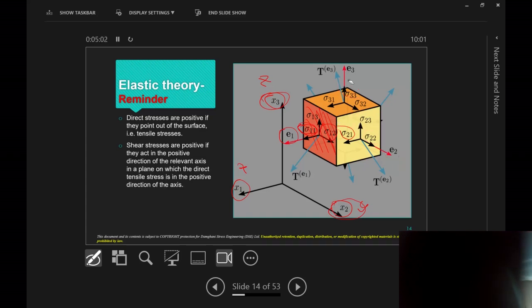Let me just get rid of these annotations so that you can see what's going on better. Is that clear so far? Any ambiguity before we proceed? What's T?